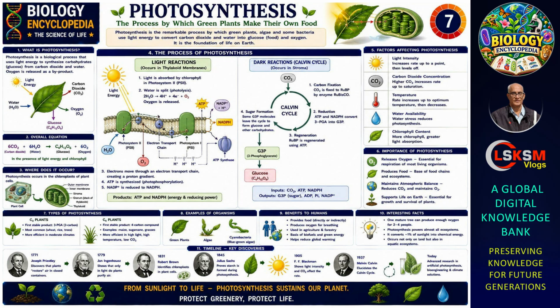Seven. Photosynthesis. Photosynthesis converts light energy into chemical energy, allowing plants, algae, and some microorganisms to produce organic compounds. It also releases oxygen and forms the foundation of many food chains.